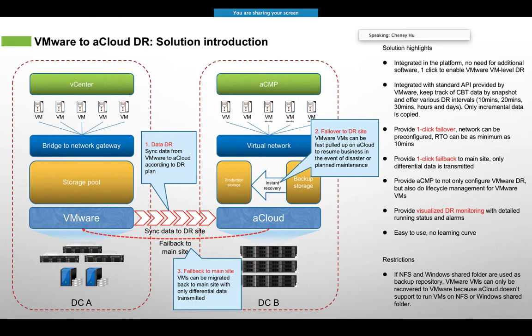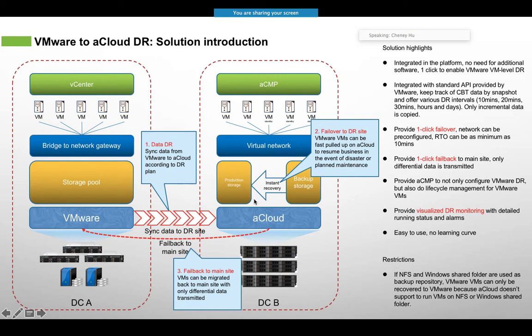Let's take a deeper look at how VMware to aCloud DR works. So the very first thing, of course, you need to connect these two sides with each other. So you will have vCenter in the production side, and you deploy aCloud and ACMP on the secondary side. And after the connection is established, you are able to do backup for the VMs in VMware, and the backup RPO range can be set on minutes level or hours level or even days level. And after the data is copied from the VMware side to aCloud platform, you are able to do a failover.